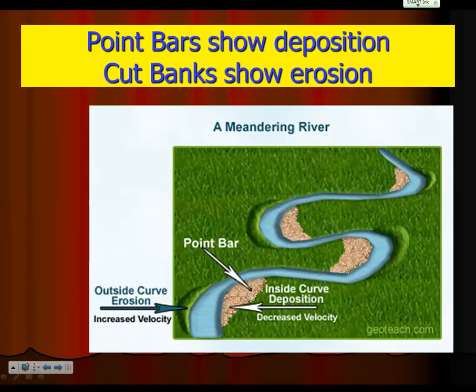Point bars show deposition, cut banks show erosion. So once again, here's our cut bank on the outsides. It's cutting into or eroding the banks, another one over there. And on the inside, this is our point bar where it's building up a layer of sand or gravel. Another point bar there, point bar here. And the water's moving slower on the insides, and it can't carry those larger sediments, so it deposits them.